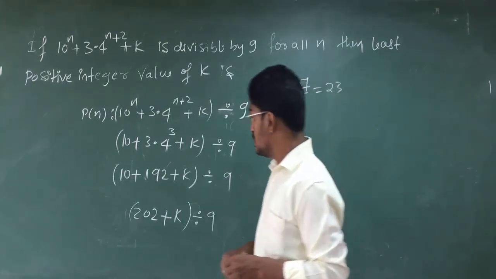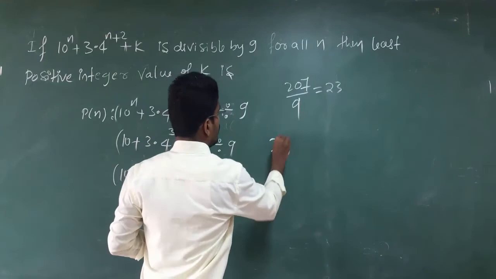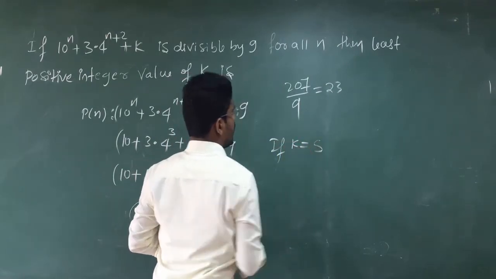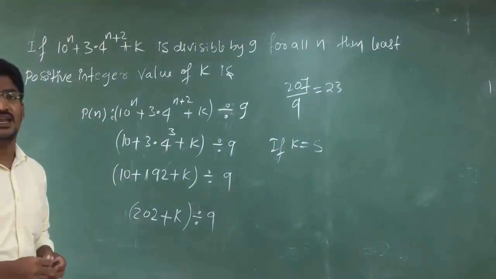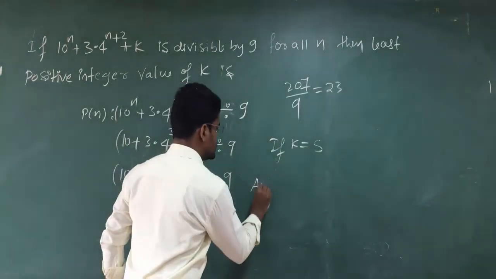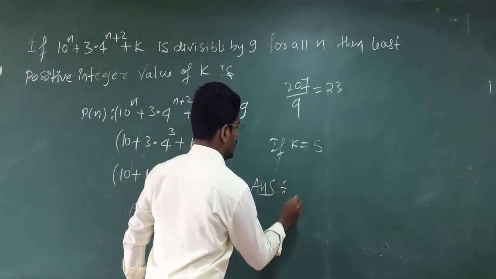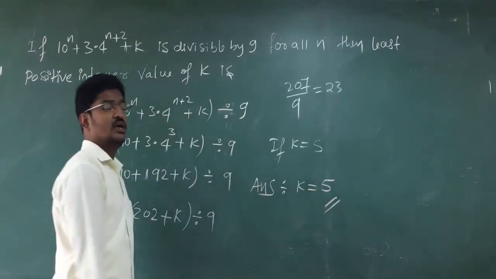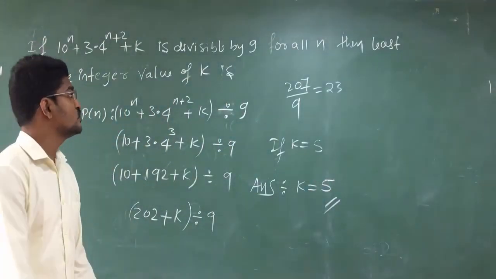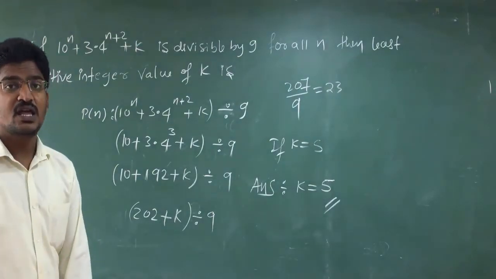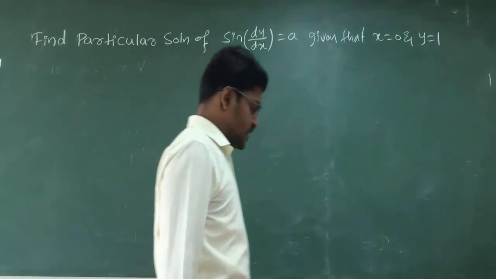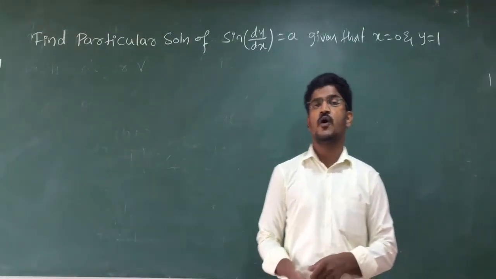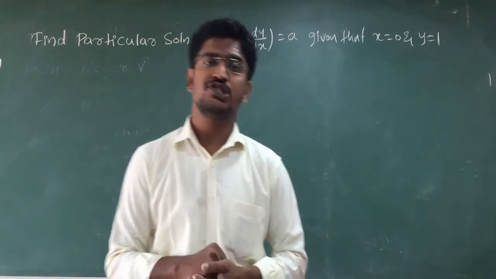Clear? That means if k equal to 5, it is divisible by 9. That means the answer will be k equal to 5. So that is your answer. Clear? Okay, students. Next, let us move to the next integer type of question.